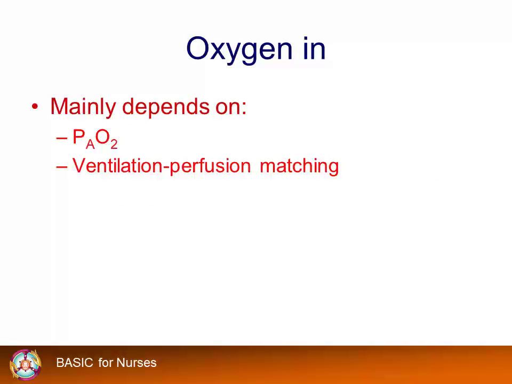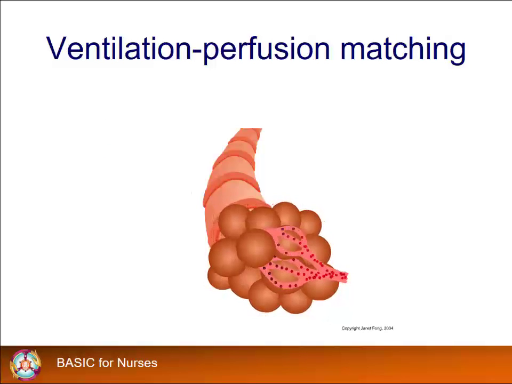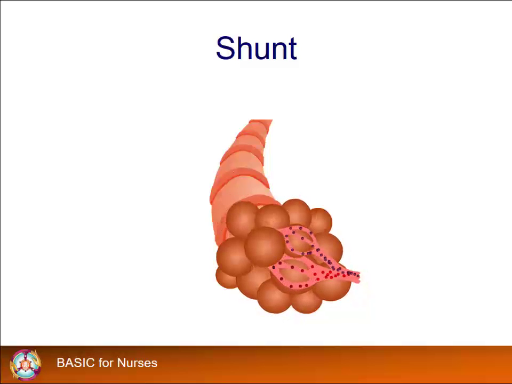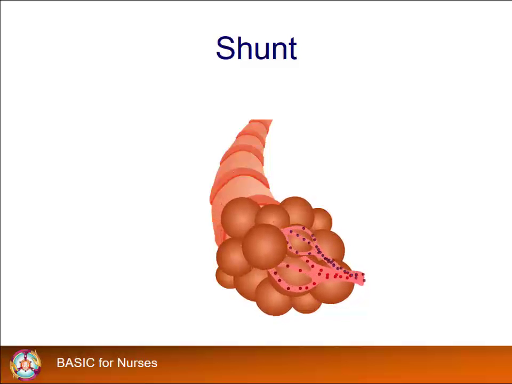As we have said, getting oxygen into the body depends on the partial pressure of oxygen in the alveoli, but also on the relationship between ventilation and perfusion. Normally, ventilation and perfusion are reasonably well matched. However, if alveoli are perfused but not ventilated, e.g. due to collapse or pus or edema fluid, shunting occurs. When this happens, the blood perfusing these alveoli remains poorly oxygenated, with the result that blood leaving the lungs is not fully saturated.